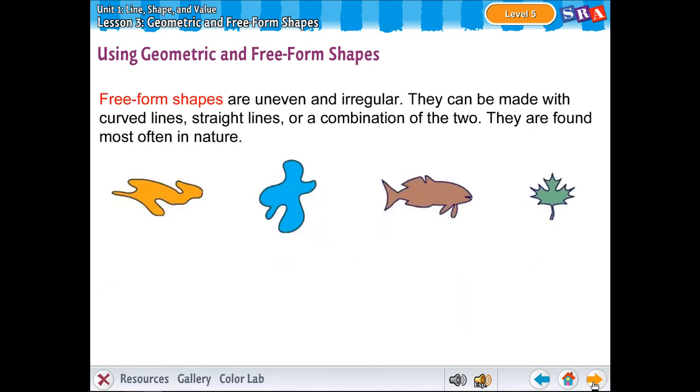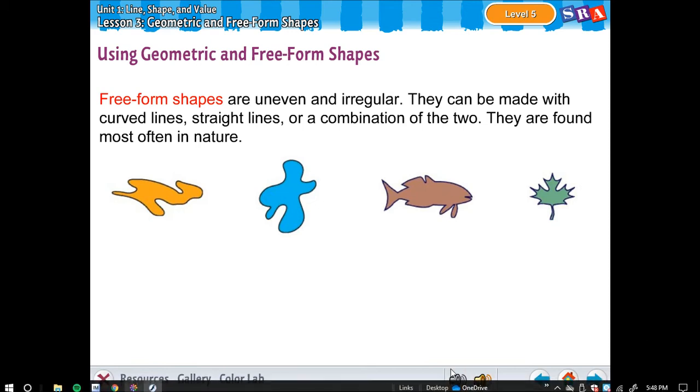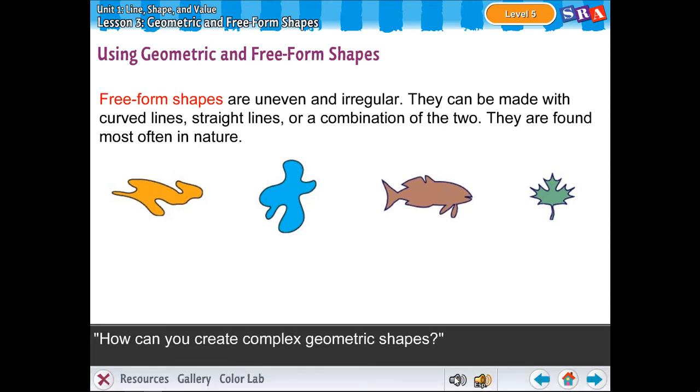So, and then we were talking about freeform, refreshing your memory on freeform. Freeform shapes are uneven and irregular, which means not regular. They can be made with curved lines, straight lines, or a combination of the two, and they are found most often in nature. How can you create complex geometric shapes?